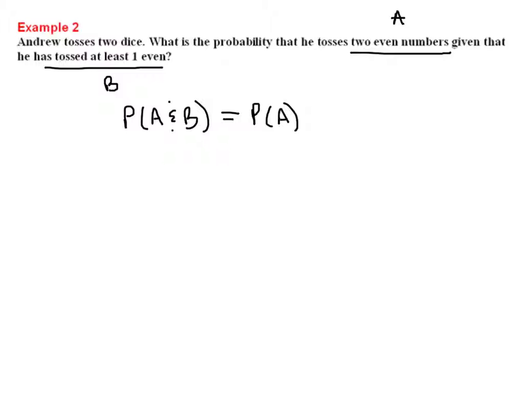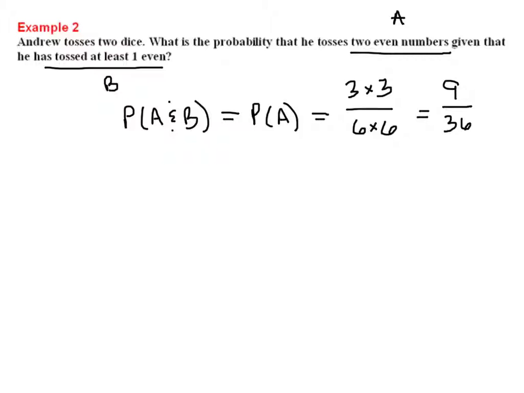So the probability of A and B, or just the probability of A, can be thought of as this. The number of ways that can happen would be 3 by 3. There are 3 even numbers on the first die by 3 on the second die, out of 6 by 6, because there are 6 numbers on the first die by 6 numbers on the second die. So that gives us 9 out of 36.